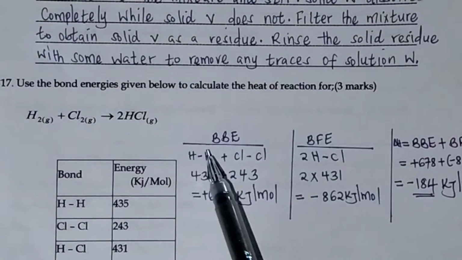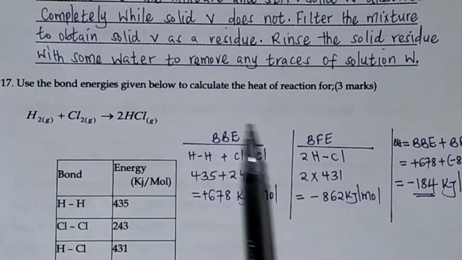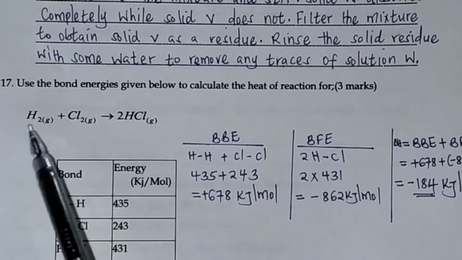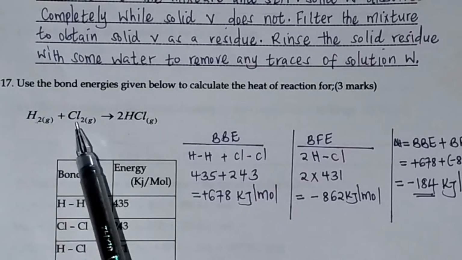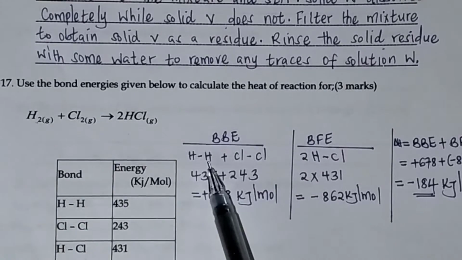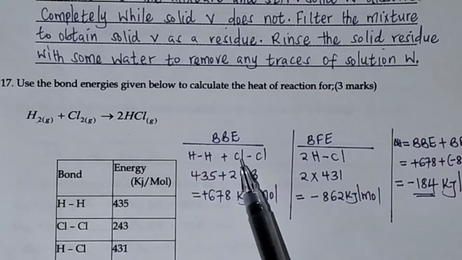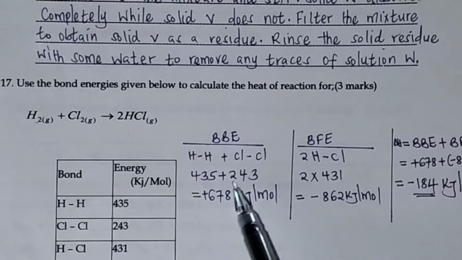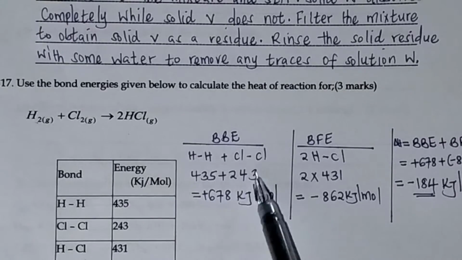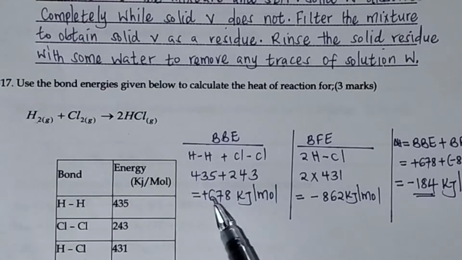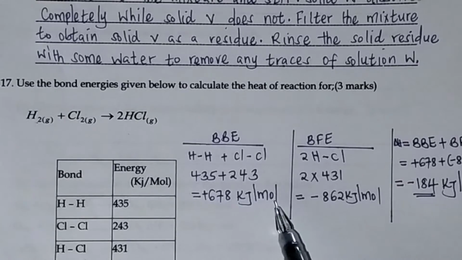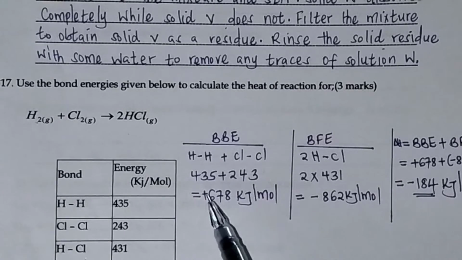So we start with bond breaking. Bond breaking occurs on the reactant side. On the reactant side, we have hydrogen gas and chlorine gas reacting. So it's hydrogen to hydrogen bond with 435 kilojoules per mole as the energy content, and we have chlorine to chlorine with 243 kilojoules per mole. If we sum up, we are going to get 678 kilojoules per mole. Bond breaking is endothermic, so we are going to put a positive sign there.